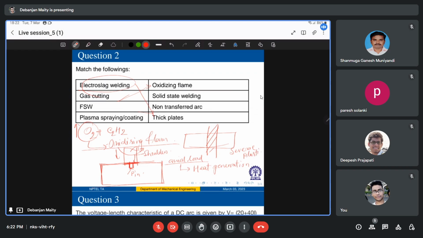So you go up to some recrystallization temperature zone, and then due to some mechanical intermixing, the joining happens. So you are not melting the material as such. The joining is happening because of some mechanical intermixing and severe plastic deformation. Okay. So friction stir welding is a solid state welding technique.